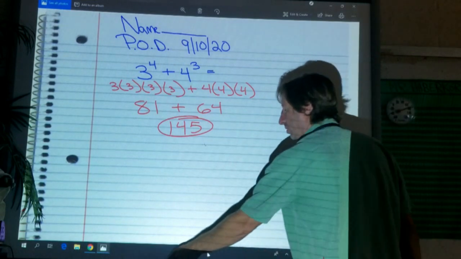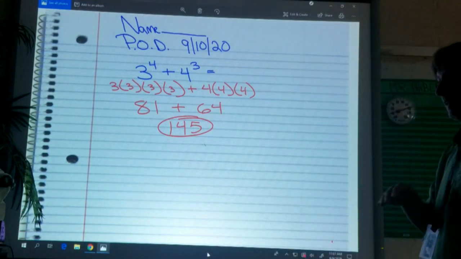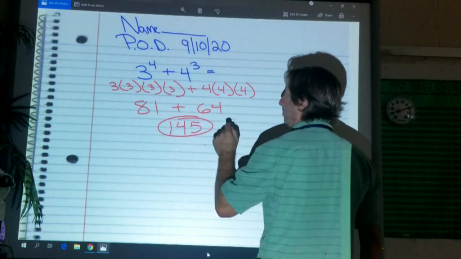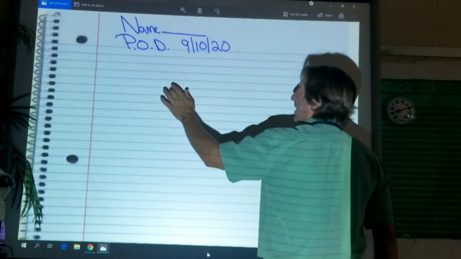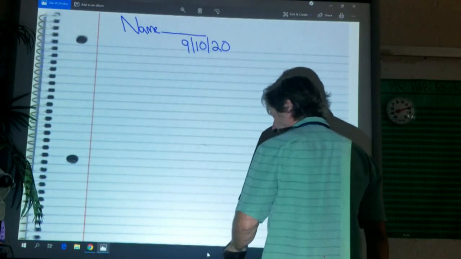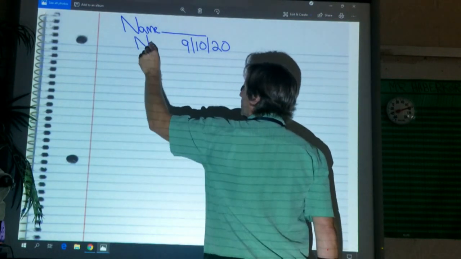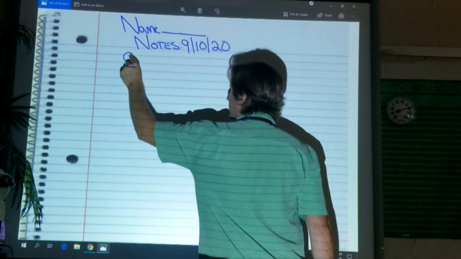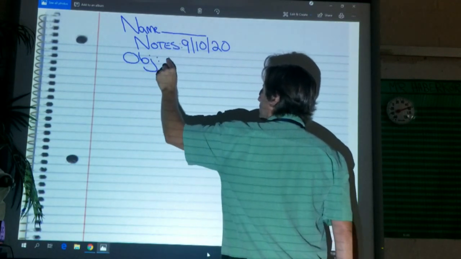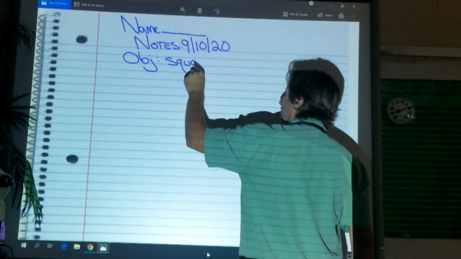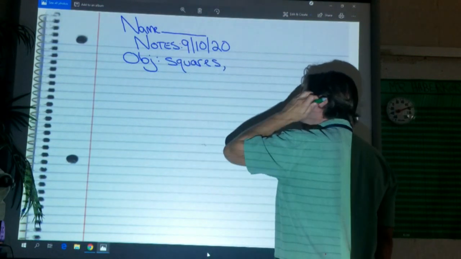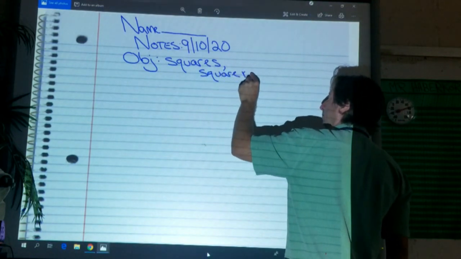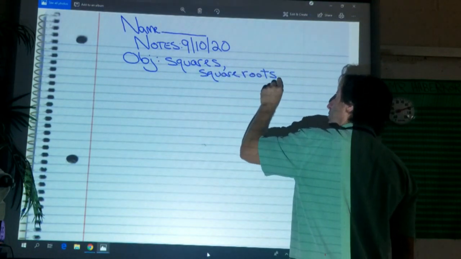All right. So today we're going to talk about a specific, and this is easy today, a specific exponent, all right? So notes for today. I'm going to move quick. If you need to pause it, go ahead and pause it. Notes for today, our objective is squares. And something new, square roots.